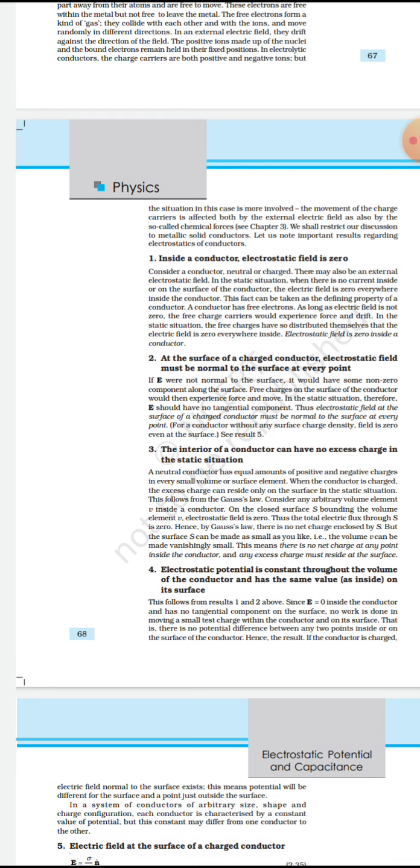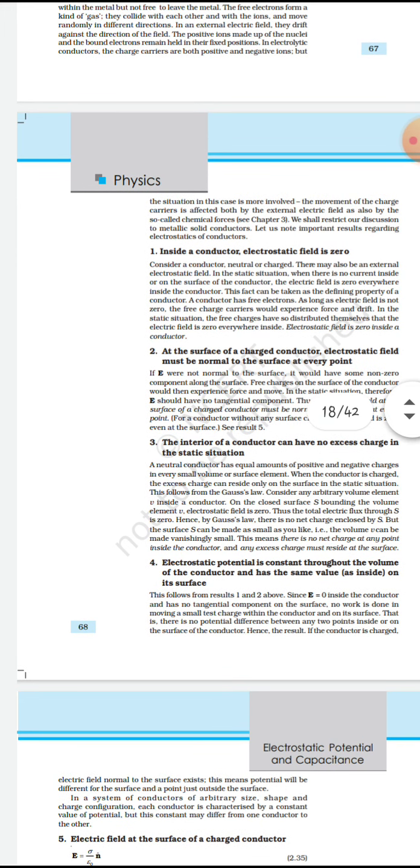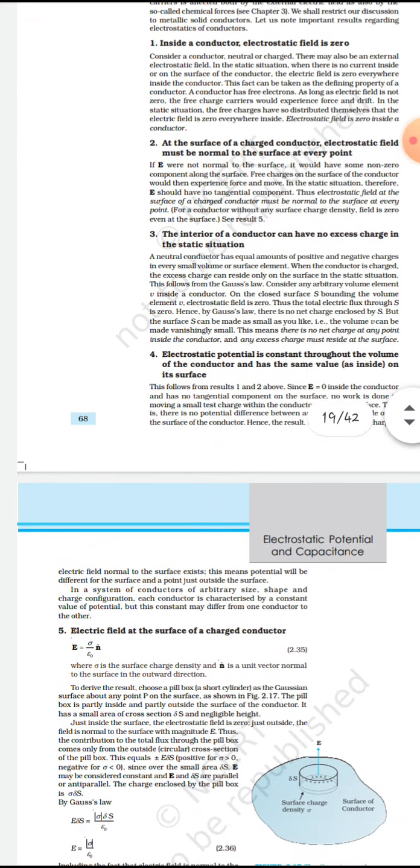A conductor has free electrons. As long as the field is not 0, the free charge carriers would experience force and drift. In the static situation, the free charges have so distributed themselves that the electric field is 0 everywhere inside. So they have both distributed themselves, and by that we can say the field is 0.